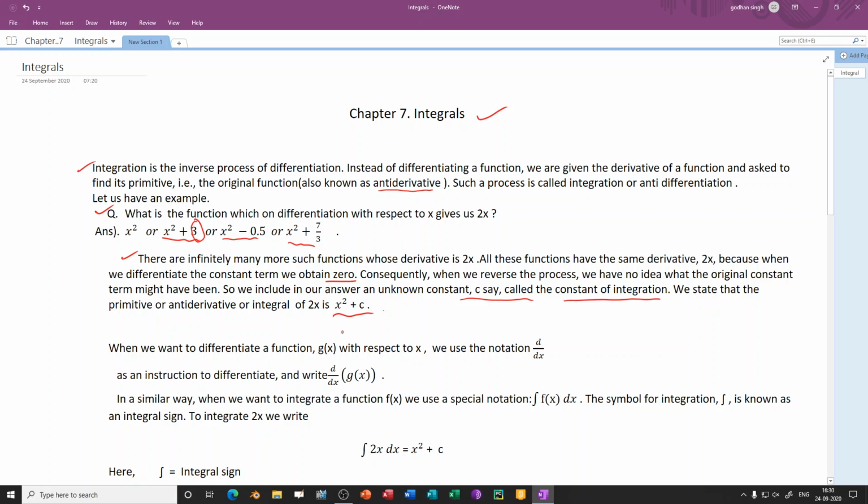because when we differentiate x square plus c, we will get 2x plus 0. c may be any real number, but the differentiation of c will be 0. So the final answer will be 2x. So that will be the answer of our question.